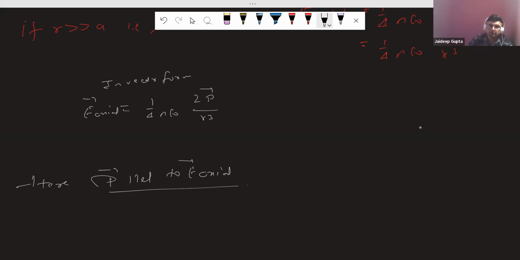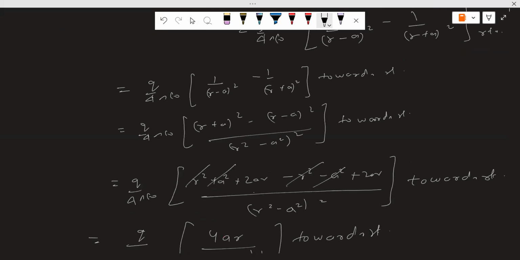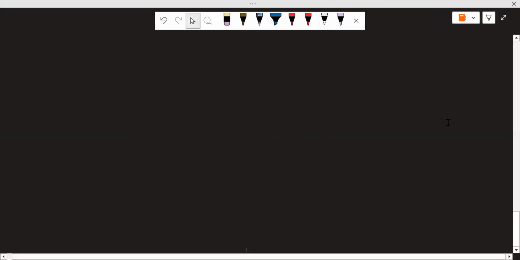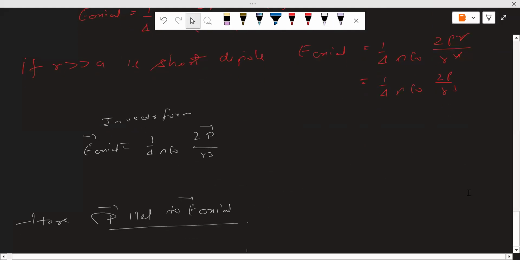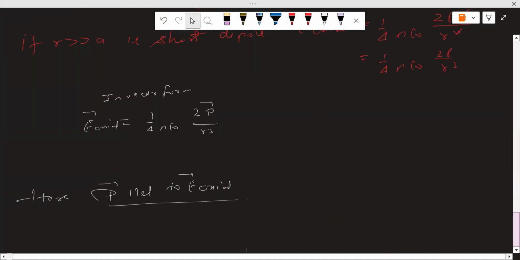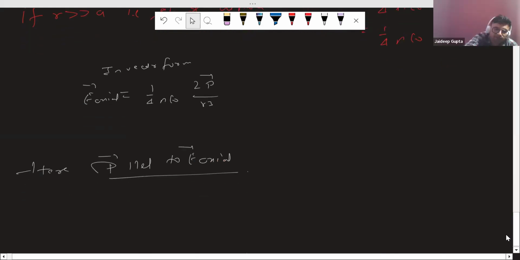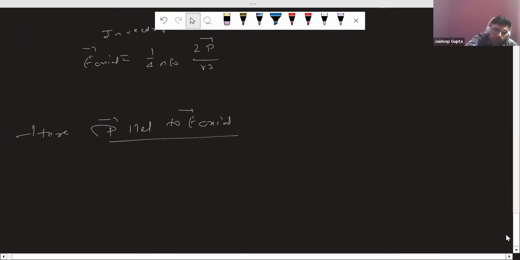Iram, done. Yes. Do you have any doubt in this derivation? Or shall we? No. Okay, let's proceed. This derivation is very important. It usually comes in exam.